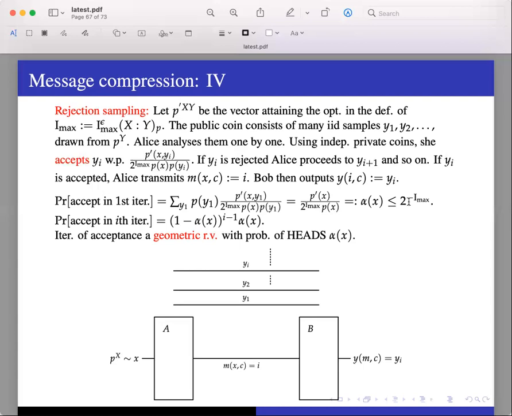2 to the power minus i. So that is the probability of accepting in the first iteration. And what is the probability of accepting in the ith iteration? That means I rejected in the first i minus 1 iterations, so there is this probability, and then I accepted in the ith iteration.